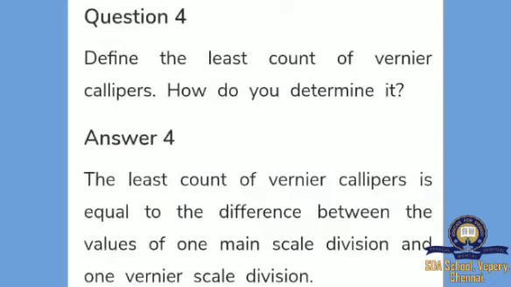Now fourth question, define the least count of a vernier caliper. How do you determine it? The least count of a vernier caliper is equal to the difference between the values of one main scale division and one vernier scale division. And later on we will see how to determine the least count of a vernier caliper. And this is an important question. The least count of a vernier caliper, you have to learn it by heart and write it.